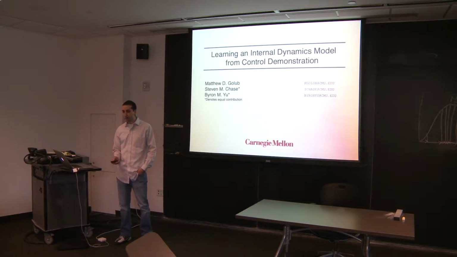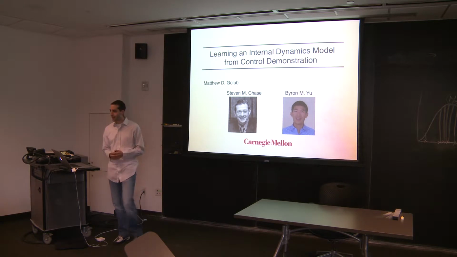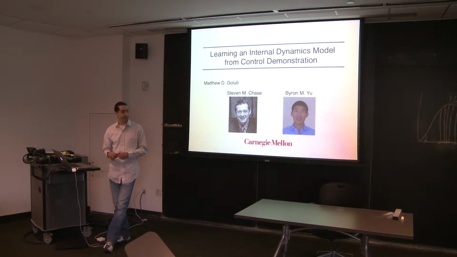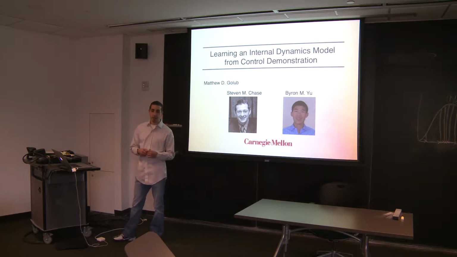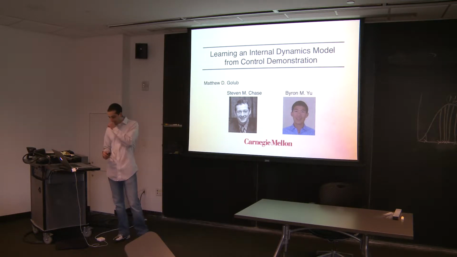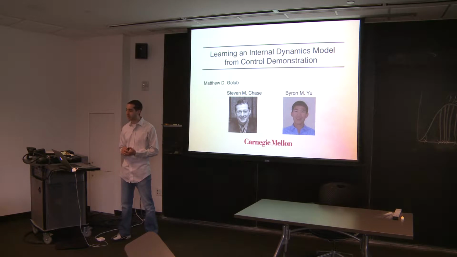Yeah, this is joint work with my advisors, Steve Chase and Byron Yu, and we're collectively in electrical engineering and biomedical engineering. And we're really interested in neuroscience applications in machine learning, and specifically in the neuroscience of movement. So how does your brain make your body make all the really cool motions that you can do? So I'm going to talk a little bit about state space control and a cool kind of problem that has come up to us in neuroscience.